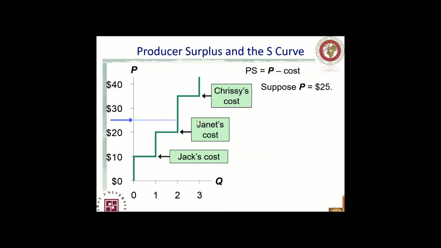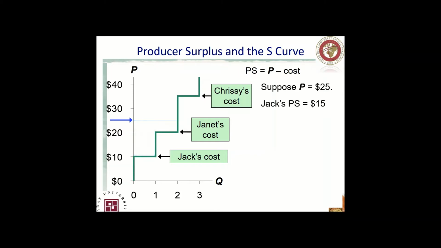So here, if we have a price of 25, what do we have? It's higher than 10, it's higher than 20. So in that case, two sellers are willing and able to sell their service, and we can think about the producer surplus. Now look, it's the area below the price, not above the price, exactly opposite to the demand curve, and above the supply curve.